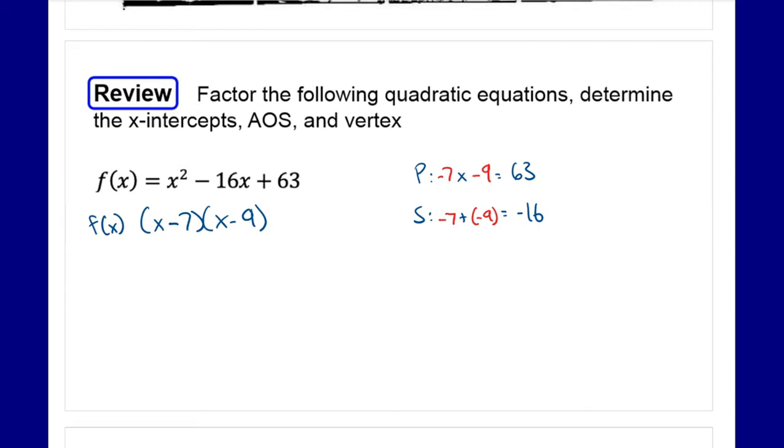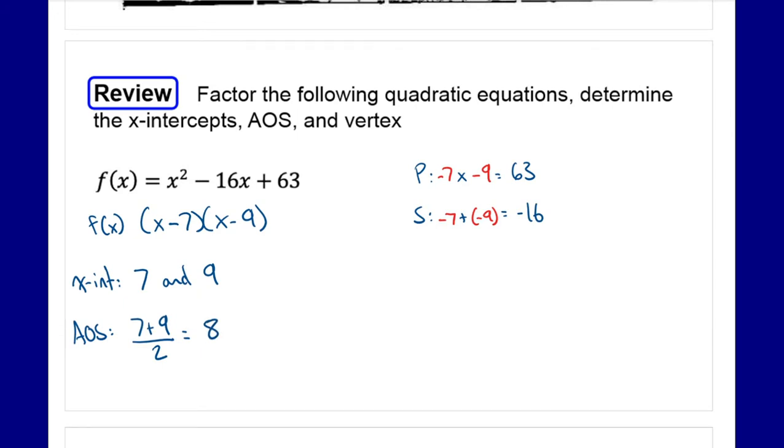Now I can find the AOS. The AOS, remember, is the midpoint of the two x-intercepts. So actually, what I should do first is find my x-intercepts. The nice thing about factored form is that they come right from the equation. In this case, it is positive 7 and positive 9, the opposite of what we see in the equation. For the AOS, the two values are added together and divided by 2. So 16 divided by 2 is 8.